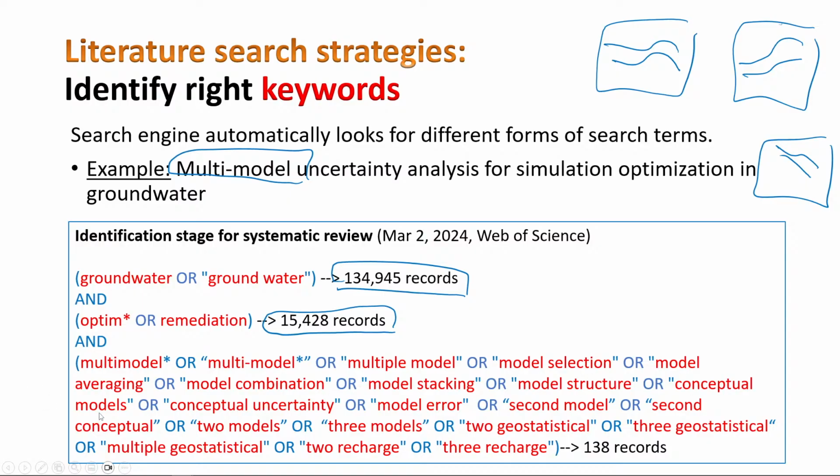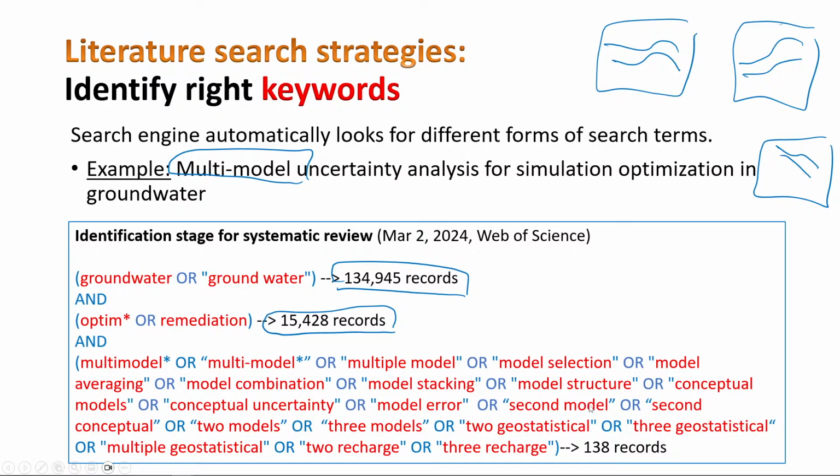Conceptual models, different conceptual models, conceptual uncertainty. Because if you have conceptual uncertainty, you generally account for it by using multiple models. I mean, how else could you account for conceptual uncertainty? Model error. If your model has an error, one way to account for this error is to account for multiple models. What could be a second model?